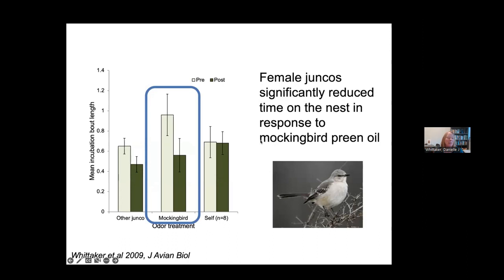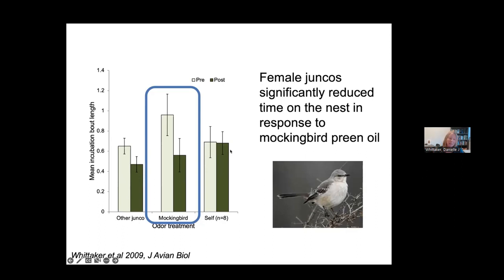So female juncos on whose nest I had applied mockingbird preen oil got up and left the nest much more quickly than they had the previous day. So here the light bars are their average incubation bout the day before treatment. And then the dark green bars are the average length of the incubation bout from each bird after they came back, like immediately after I applied the preen oil. So you can see this huge decrease in time on the nest that I applied mockingbird preen oil. The nests that received preen oil from a different junco also decreased their time, but not as much. And then the nests where it was the female's own preen oil that I applied, it was nearly identical amount of time that they spent on the nest compared to the day before.